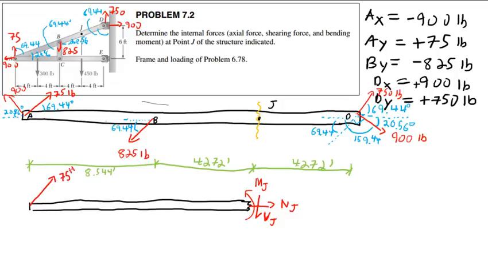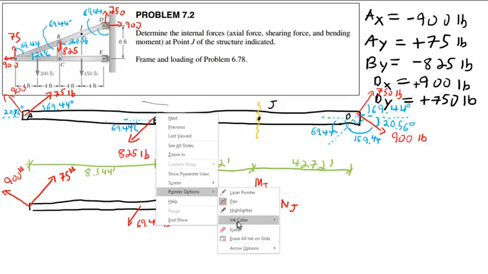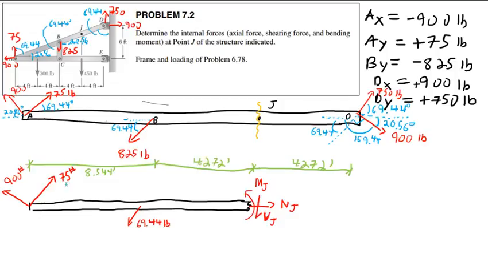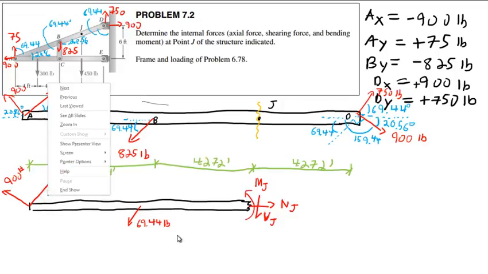75 pounds. And so each of these is going to have basically an x prime and a y prime component. 900 pounds. And then the 69.44 pounds. And let me show you, let me write the angles. Oh, sorry, 825 pounds.